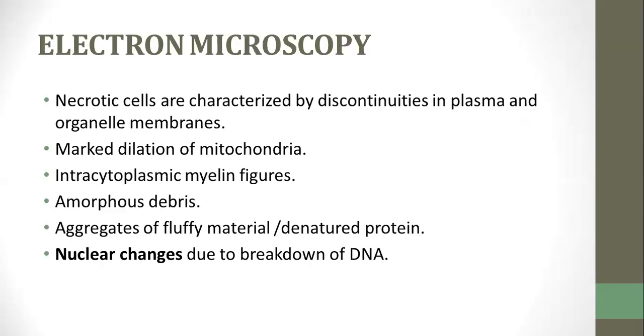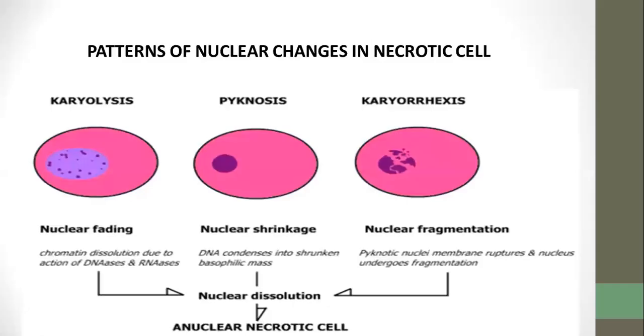On electron microscopy, the necrotic cells are characterized by discontinuities in the plasma membrane and also the membranes of various organelles. There is marked dilation of mitochondria. Intracytoplasmic myelin figures are seen. Myelin figures are basically the remnants or the degraded products of the phospholipid bilayer membrane. There is amorphous debris of various organelles. Amorphous means they have no particular shape. There are aggregates of fluffy denatured protein, and there are nuclear changes due to DNA breakdown.